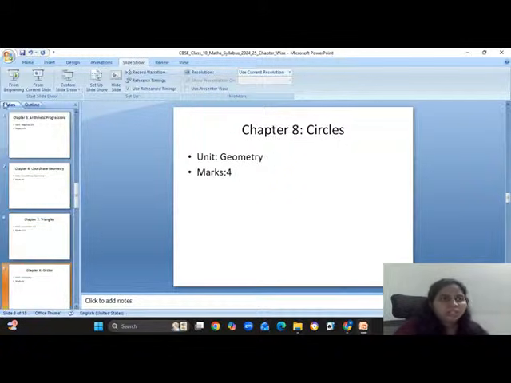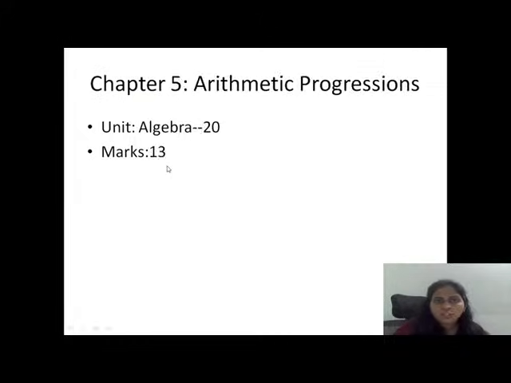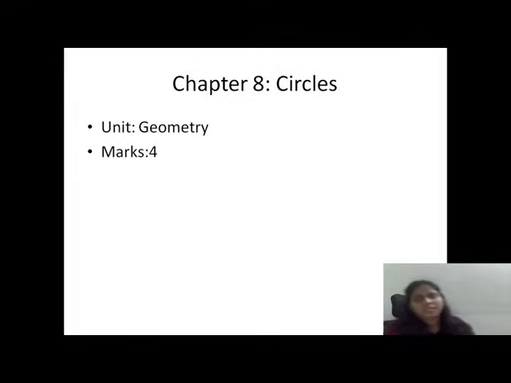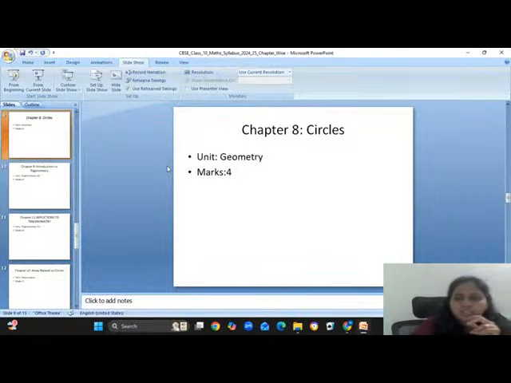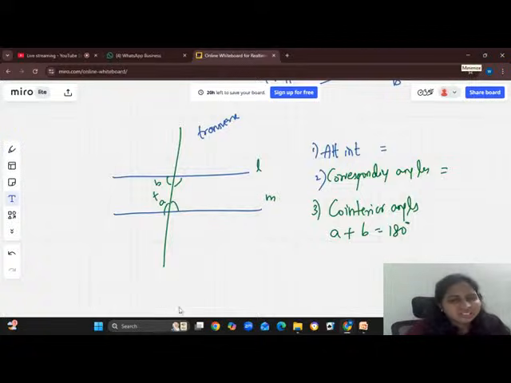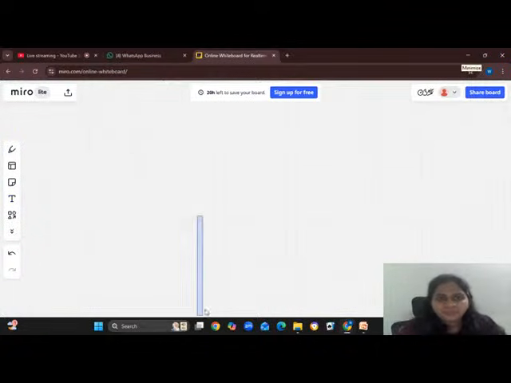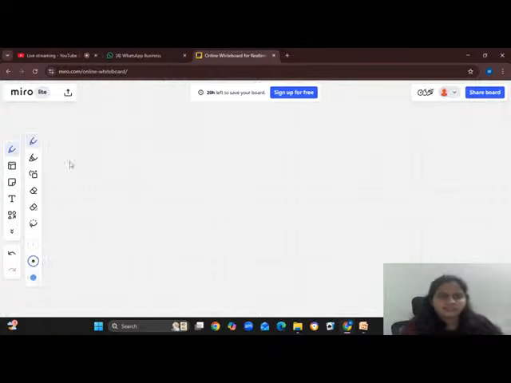Now comes another part of geometry: circles. Now tell me, how many of you like circles? Comment yes. Oh, okay. There are people who really like circles as well. Same thing I just want to tell you all, circles is also easy. You just have to know the tricks, the logic behind it.